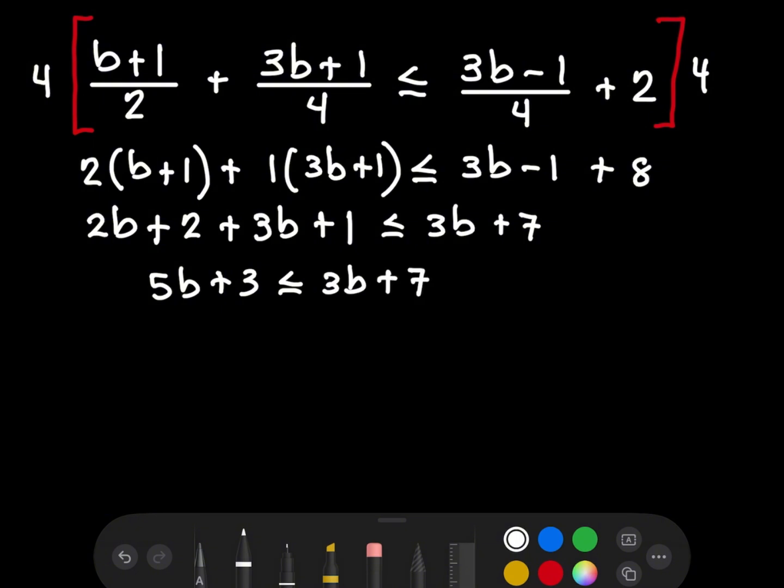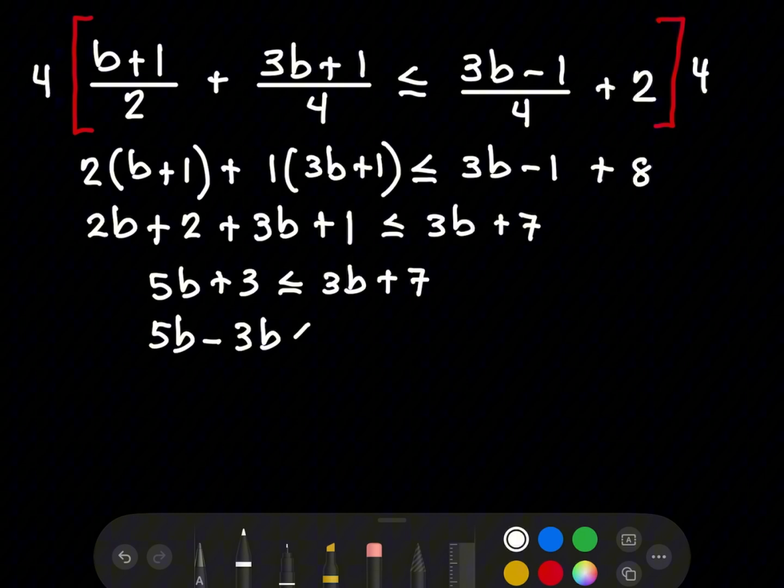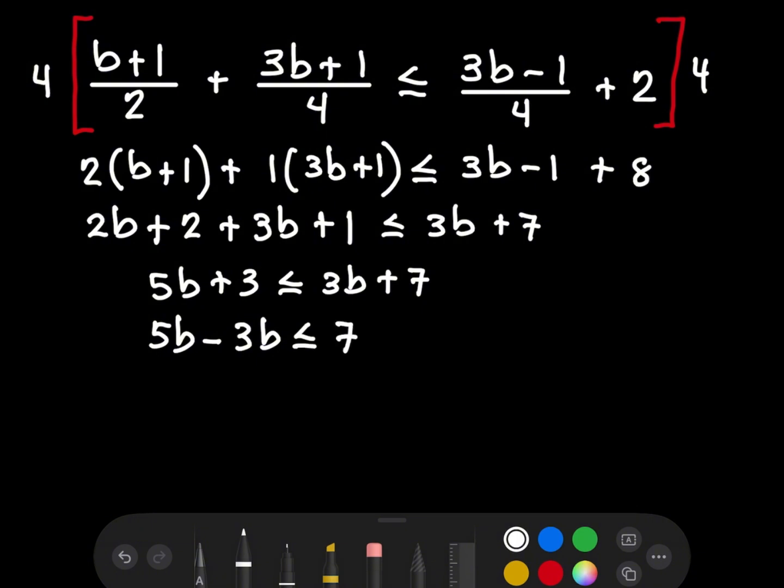Then move 3b to the left side of the inequality, and that will become 5b minus 3b. Then move positive 3 to the right side of the inequality, and it will become 7 minus 3. Then 5b minus 3b is 2b, less than or equal to 4. Then divide both sides by 2. So cancel out 2, so b is less than or equal to 2.